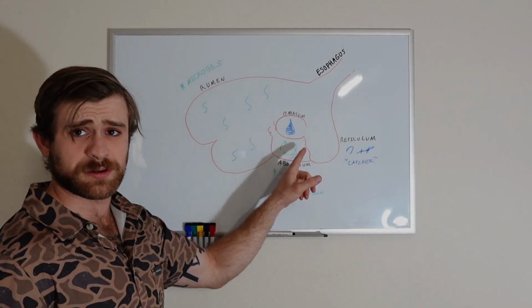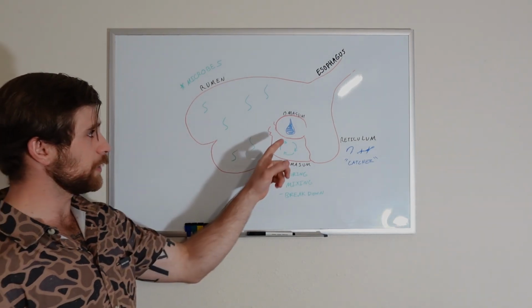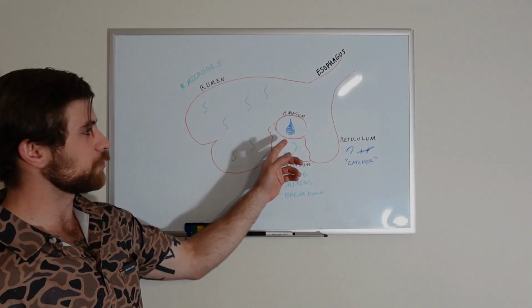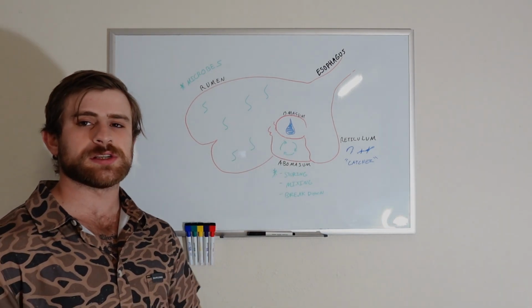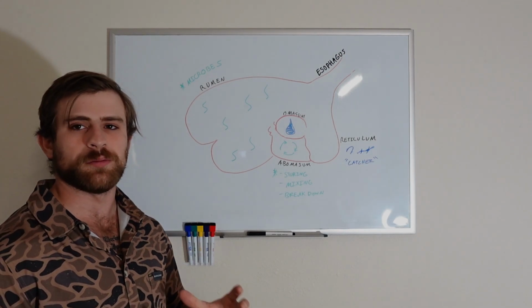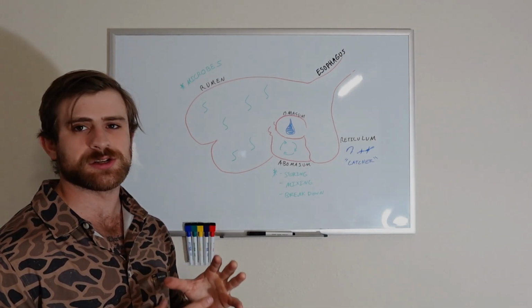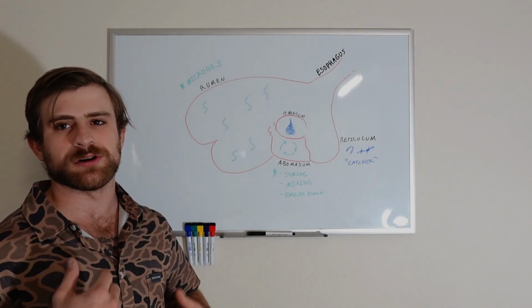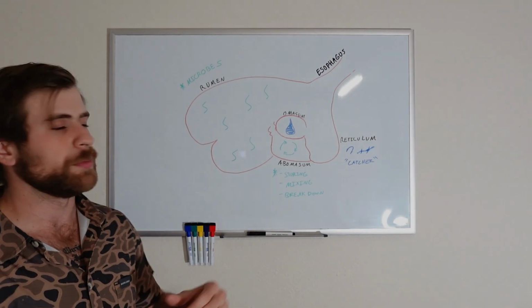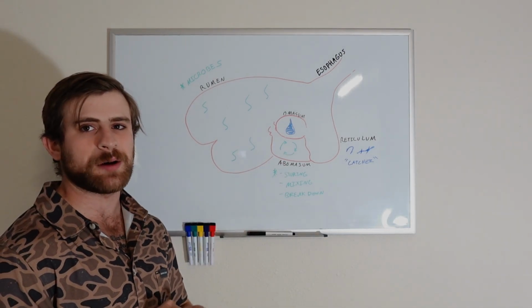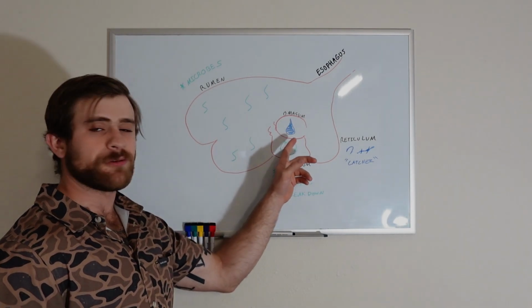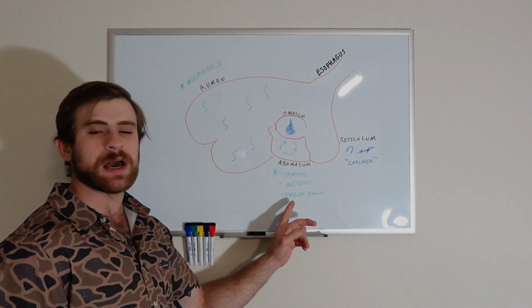So in the omasum, we have this water droplet. 30 to 60% of water is absorbed in the omasum. And this is just kind of making it easier on the rest of the tract. But a big portion of that absorption happens here in the omasum. From there, we come down to the abomasum.